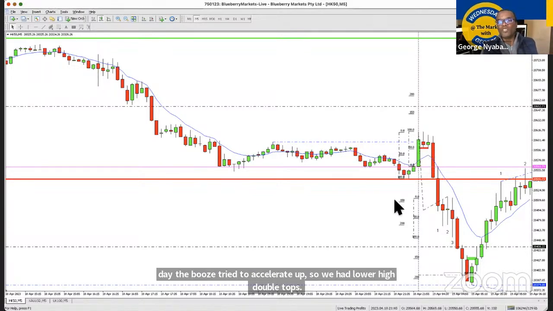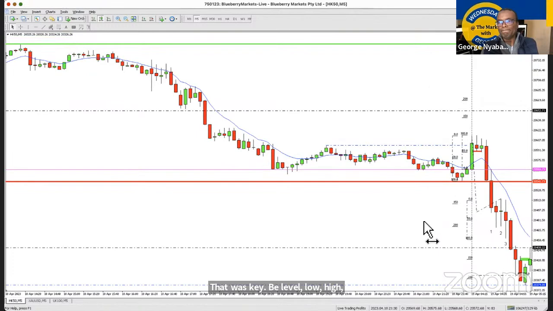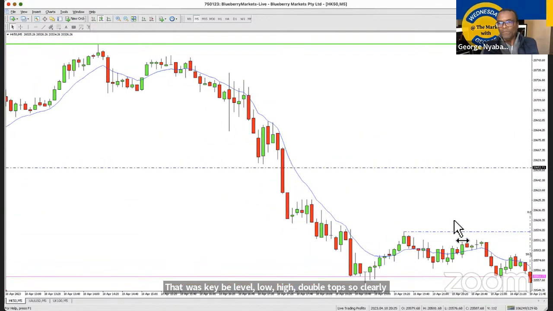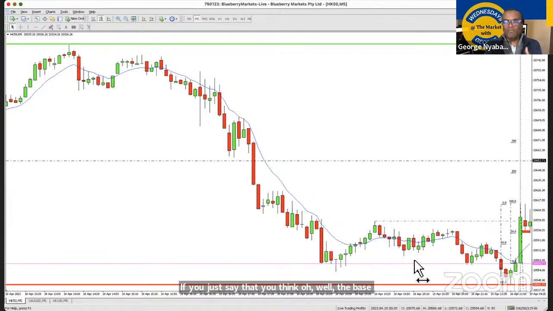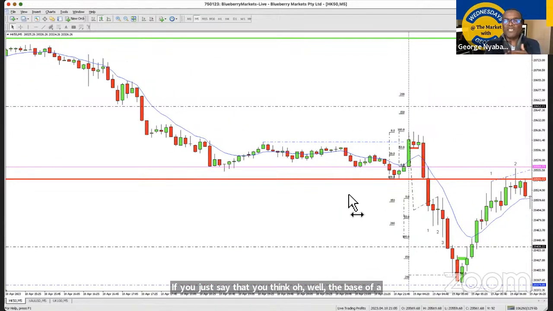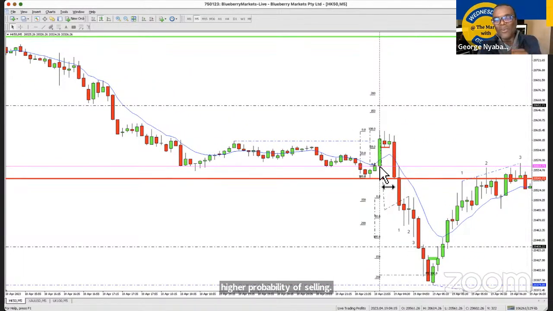So clearly before this took place, if you just said that, you think, oh, well, the bears have a higher probability of selling, okay, based on what took place in the US session. So when you went into the opening session, bull breakout, good for the bulls.